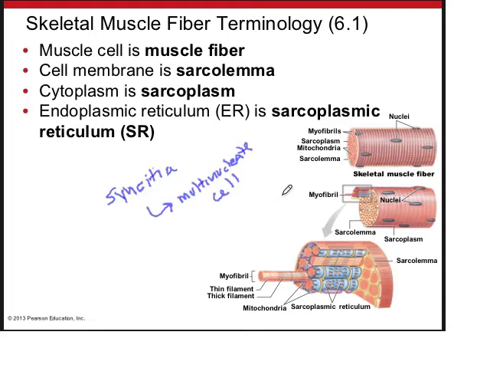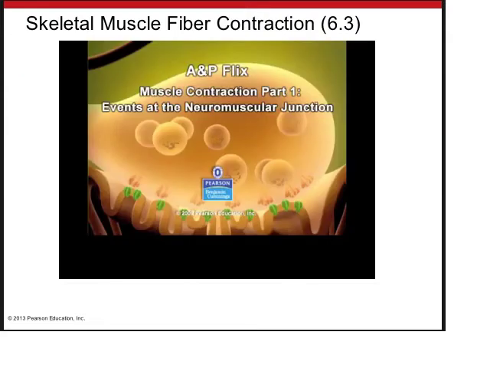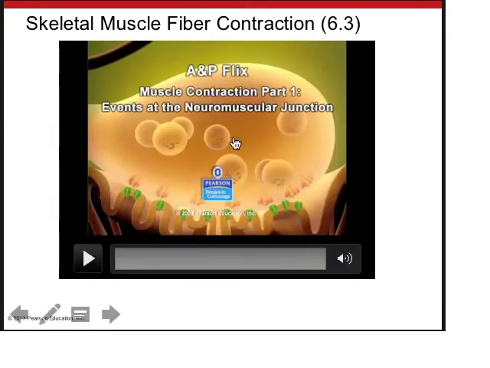Why does this happen? Because the muscle cell is suited to its task of producing force. As a very long cell with a lot of overlap in its protein, it has the potential to generate more power than if it were a bunch of individual cells. So take a listen to muscle contraction. These are the events that happen at the gap between a motor neuron and a muscle cell that lead ultimately to contraction.